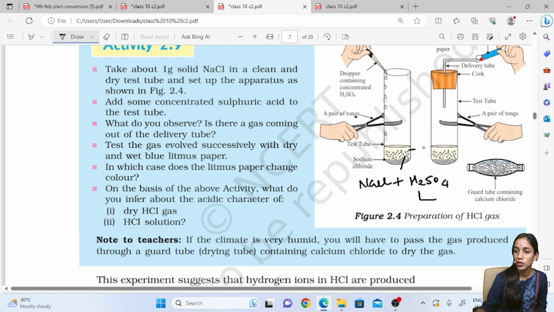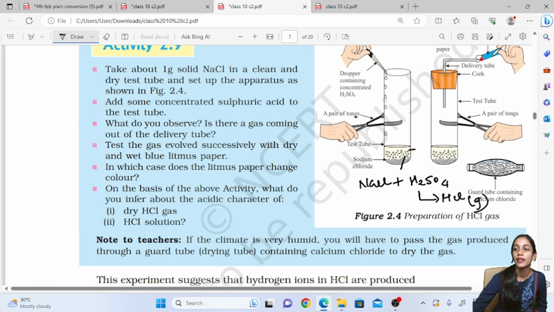Now this reaction leads to the formation of HCl, but in gaseous form. Now this gas which was produced over here was passed on. This gas had to be tested. The people wanted to test the gas which was produced, whether it is actually HCl or not. Now we know that HCl is an acid.